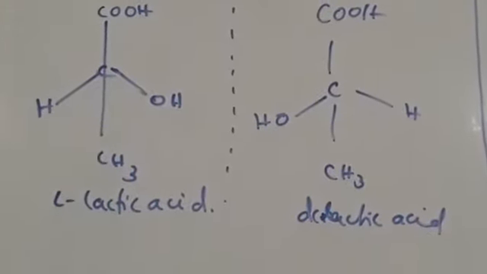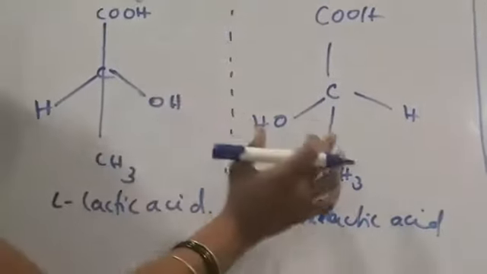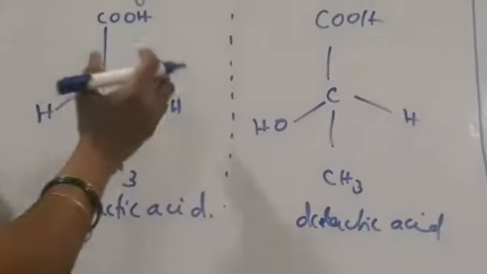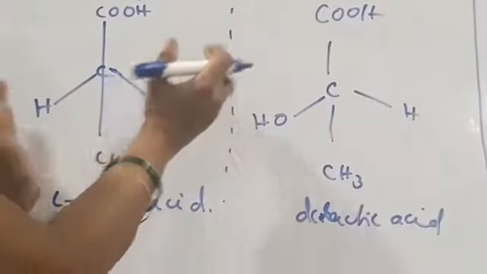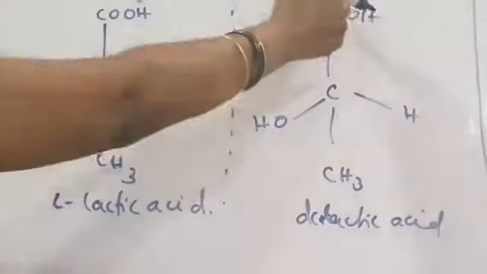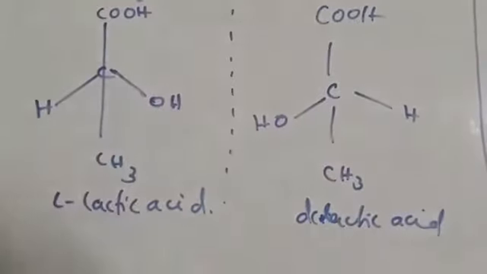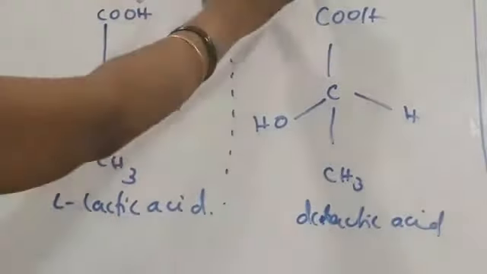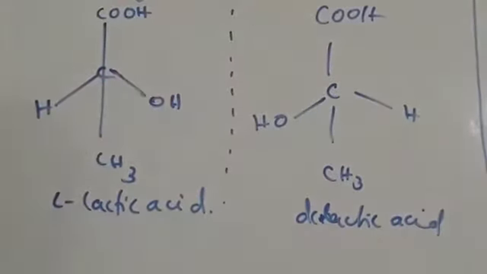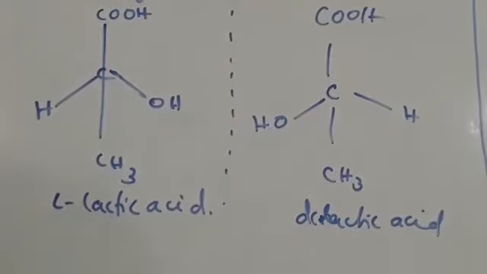But these two are non-superimposable when we place the compound L-lactic acid over it. Only COOH and CH3 get superimposed, they coincide with each other, but these two groups do not coincide, they are not superimposable. So, non-superimposable mirror images are called enantiomers. Enantiomers are non-superimposable mirror images.